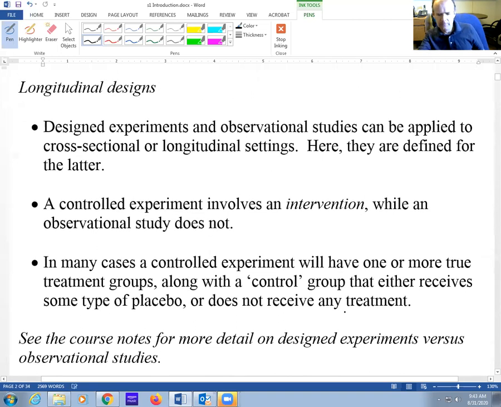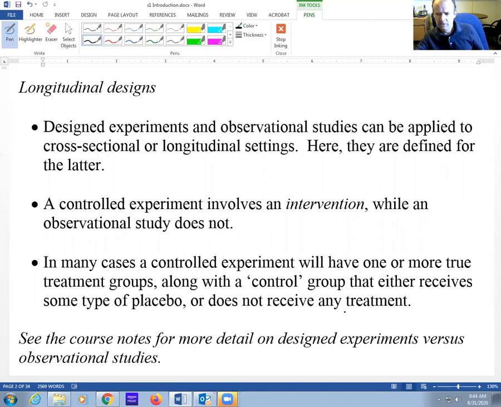So you guys probably have learned in the previous course that the basic types of data that you get can be categorized into designed experiments and observational studies. And the key difference is that an experiment has an intervention. In the observational study, the data just arise without any influence from the researcher. The key difference really is that, in a controlled experiment, there's an intervention given.